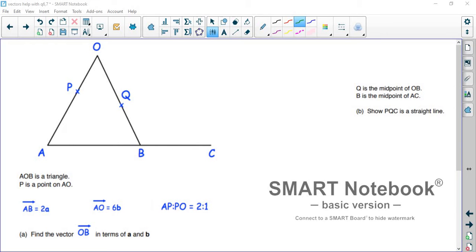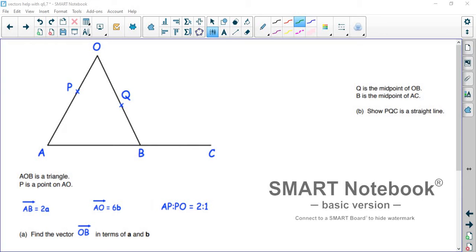I'm going to go over question 7 from the Corbettmaths vectors questions. Okay, these are quite challenging. So let's have a look. We've got this shape, and we know that AOB is a triangle, and P is a point on OA. It's kind of obvious from the picture.